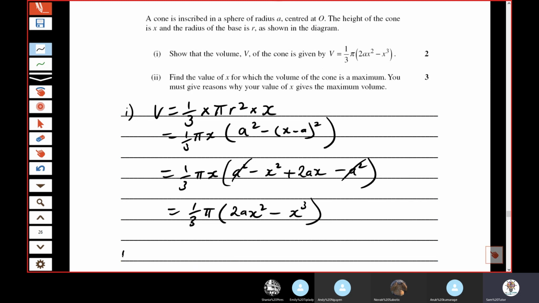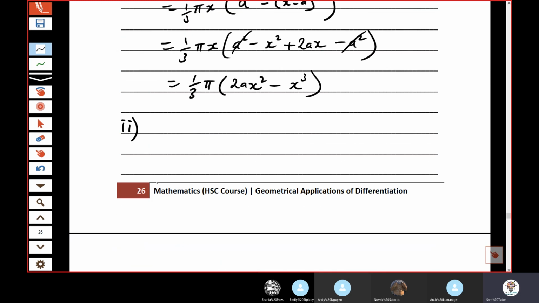Double I. Let's do it. Okay. I don't like it like this, yeah? If there's no x in front, which means I'm not going to use product rule, then I don't really like it like this. I'd rather expand it. So we're going to go and do this. 2ax squared pi on 3 minus, I guess, pi x cubed on 3.